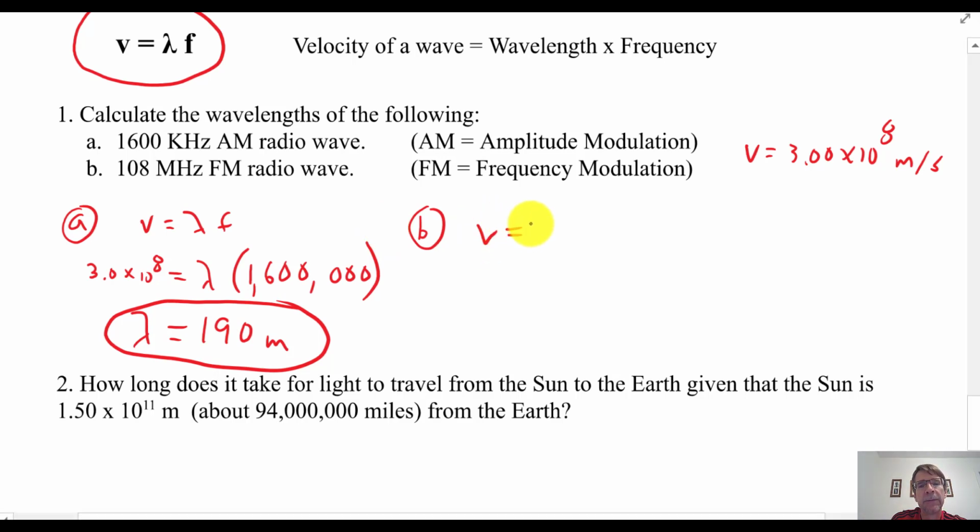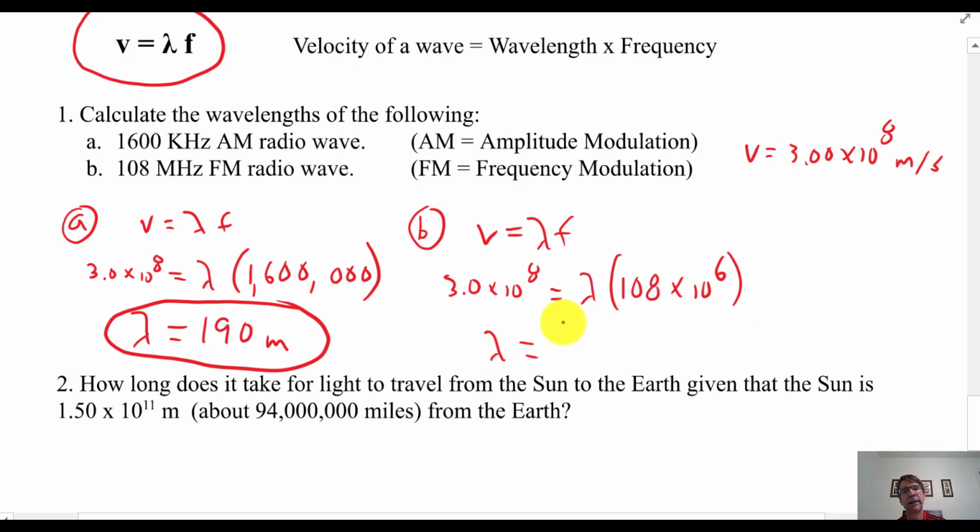What's going on here? V equals lambda F. So 3.0 times 10 to the 8th equals, we're looking for a wavelength. These are going to have even shorter wavelengths because these have megahertz. It's 108 times 10 to the 6th hertz. I'm not going to write that all out. You could add 6 more zeros if you want. But you take 3.0 times 10 to the 8th divided by the 108 times 10 to the 6th, you get 2.8 meters. So they have much shorter wavelengths. But they're filling the room you're in, because I can tune into FM radio stations.